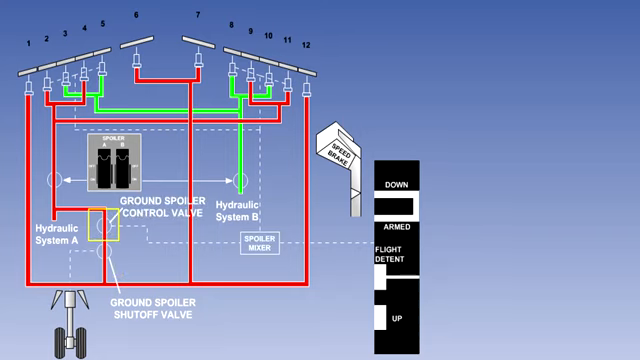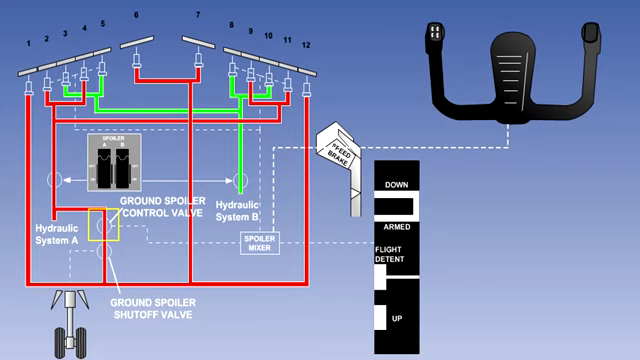There is also a ground spoiler control valve which is under the control of the spoiler mixer. This valve will open and close to control the position of the ground spoilers in response to speed brake lever movement, only of course on the ground. The closed in-flight ground spoiler shutoff valve prevents their operation whilst airborne. The spoiler mixer receives inputs from the speed brake lever and the yoke in roll. It sums these inputs before signalling the flight spoilers to move the required amount.